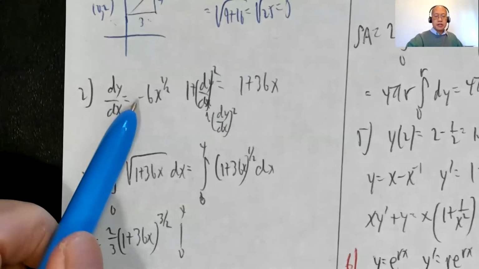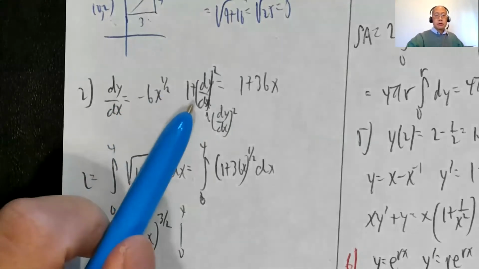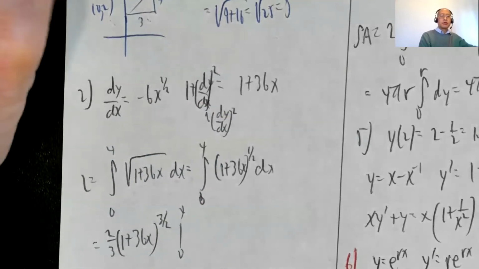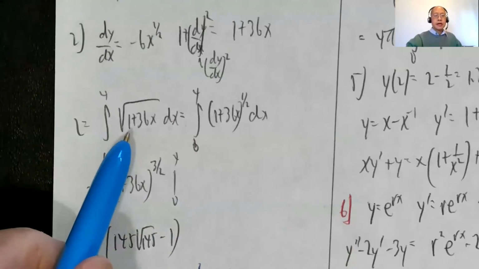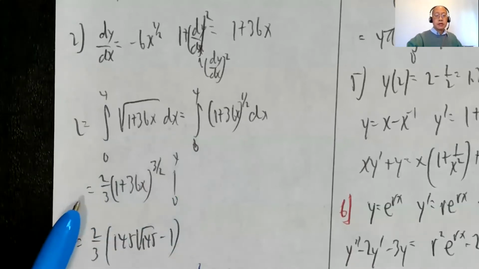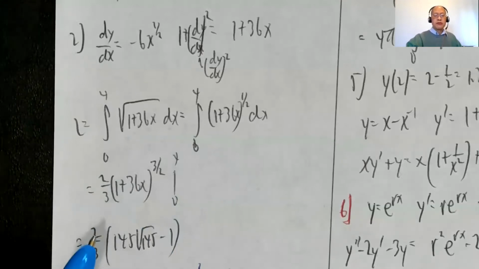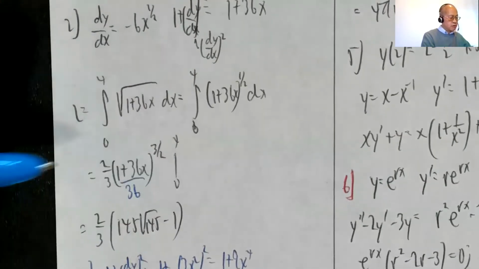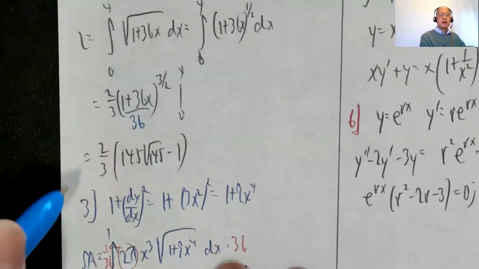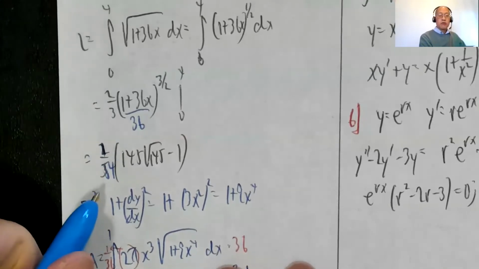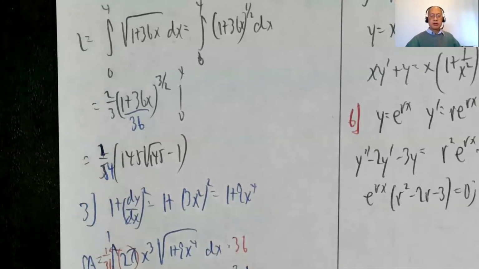Number 2, dy/dx is negative 6x to the 1/2. 1 plus (dy/dx) squared is 1 plus 36x. So the arc length is the integral from 0 to 4 of radical 1 plus 36x. And that comes out to be (1 plus 36x) to the 3/2 times 2/3. And there should be a 1 over 36 on this also. So it looks like there's a mistake on this. So divided by 36. So that's actually going to make this 1 over 54. Sorry about that. 1 over 54 times radical 145 to the 3rd minus 1.